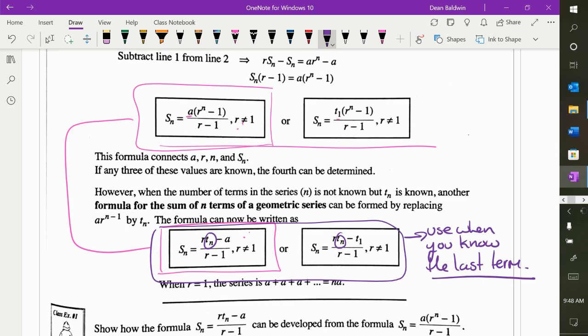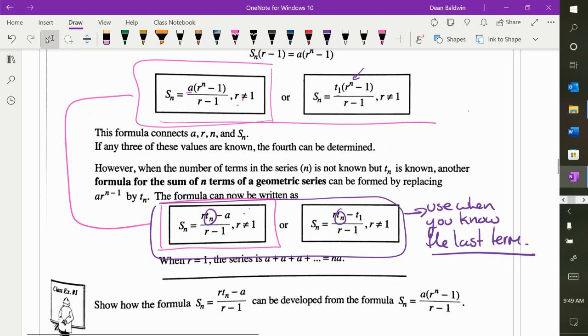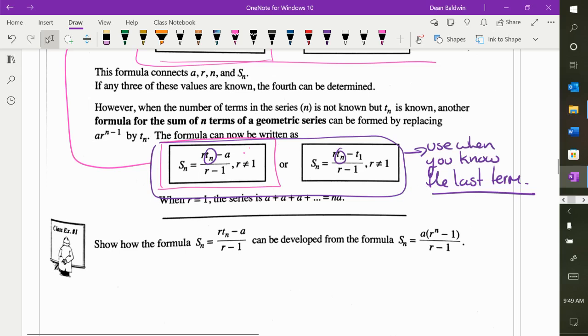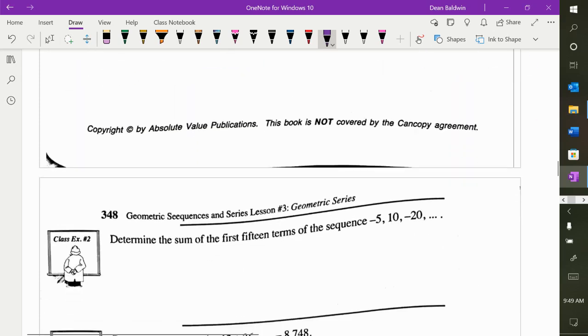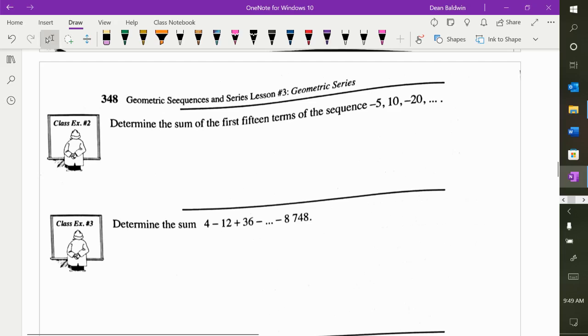The top one, you don't have to know the last term. You have to know the number of terms, that's why it has an N. Other than that, it's just figuring out which formula to use and plugging everything in. Again, I'm not going to show how they go from the top formula to the bottom, I can do that, but we're going to skip to the next page and just do some practice questions.